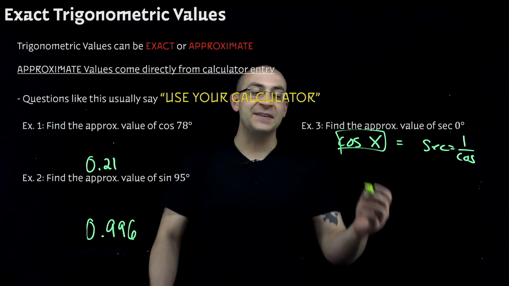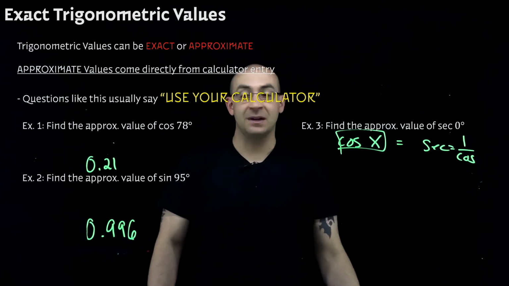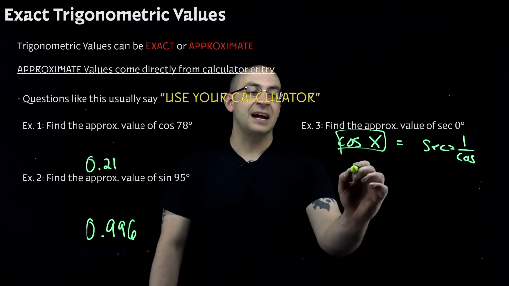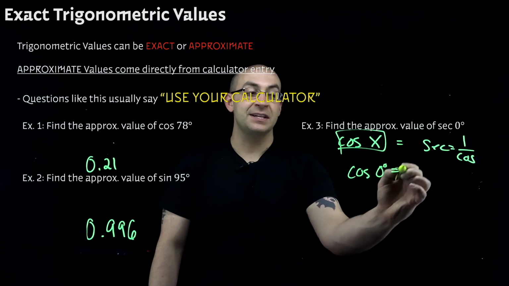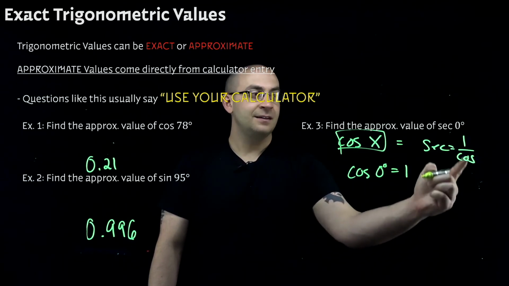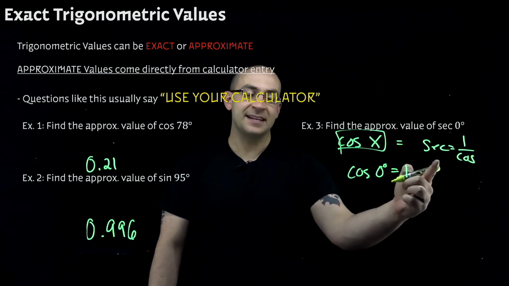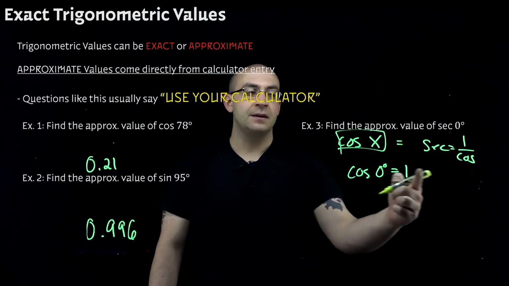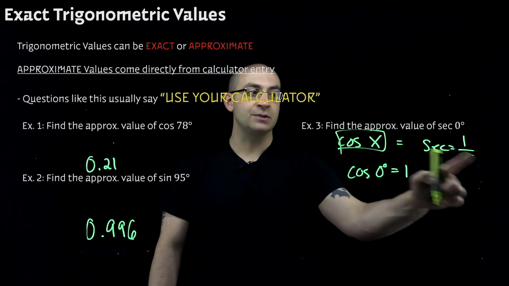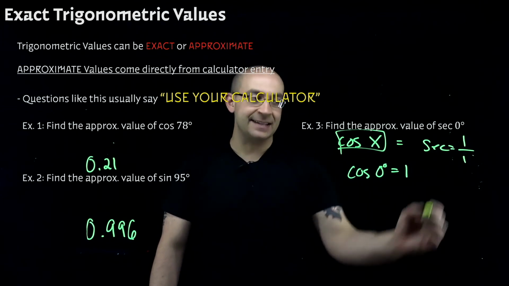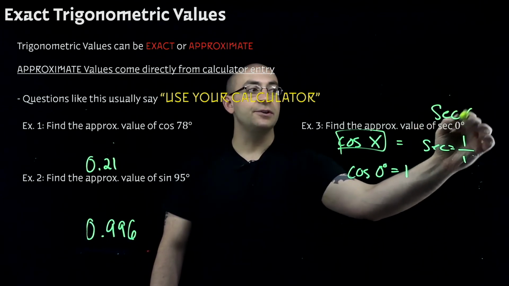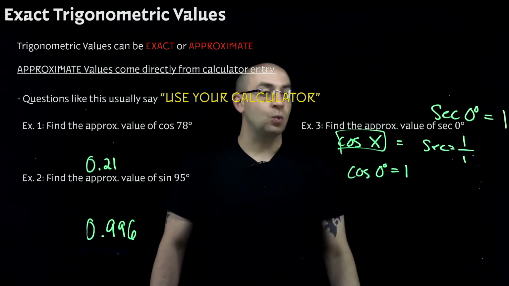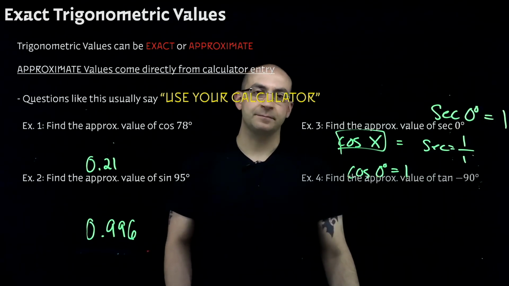So let's find the cosine value at 0 first. Well, we kind of just did that. Cosine of 0 degrees is 1. Now, this secant nonsense here is 1 over whatever the cosine value is at that value. So I'm going to plug in the 1 for the cosine. So secant of 0 degrees is also 1. Let's finish this part up.